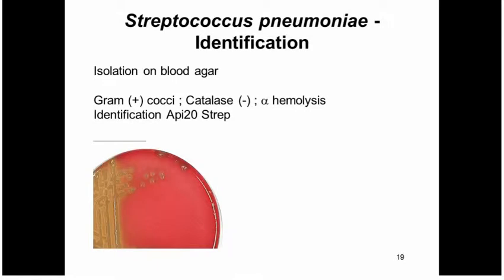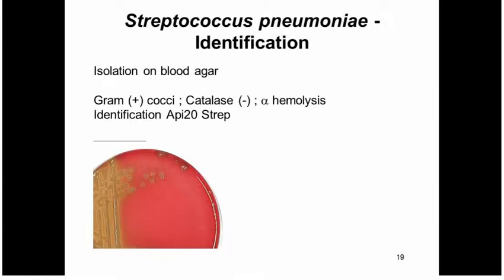Now, what are the characteristics of this bacterium? You can isolate it on blood agar, and then you'll have gram-positive cocci, which are catalase negative. Staphylococcus will be catalase positive. Now, Streptococcus pneumoniae will provoke alpha hemolysis. So that's this here. You can see where you've got a lot of bacteria present on the plate, you have a discoloration.